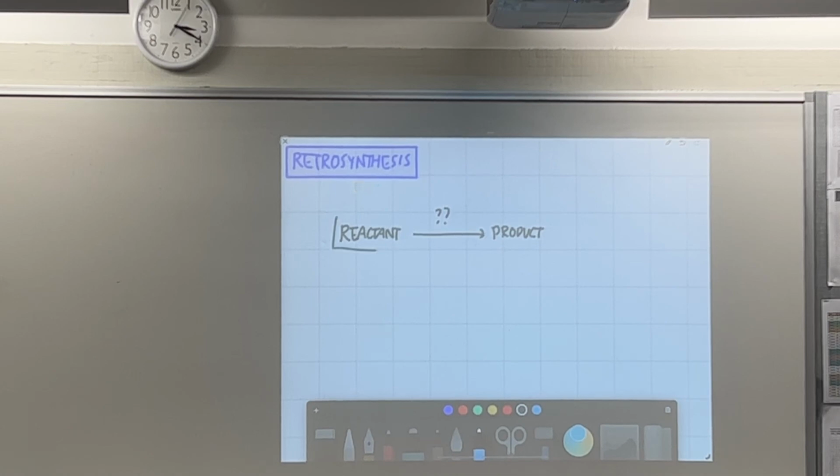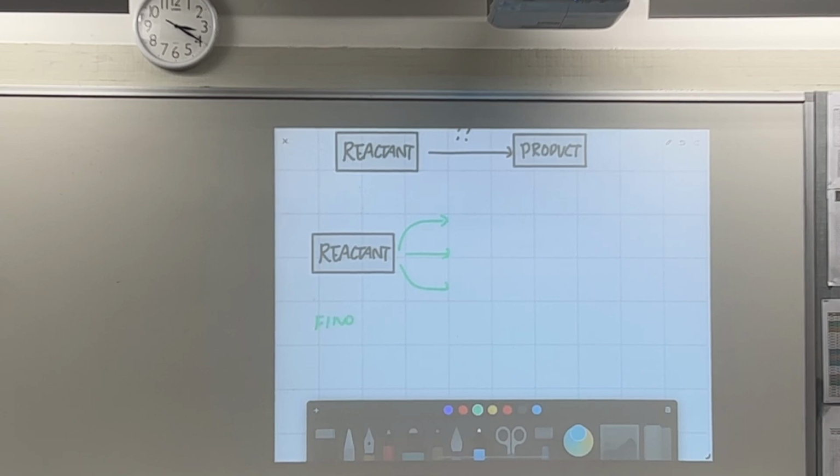We'll first think about all the possible things that the reactants can give. And we will think about all the things that can lead to the product. So number 1, find out all things that reactants can give. And then number 2, find out all things that can lead to the product, and you try to find a connection. There will be something that is identical.